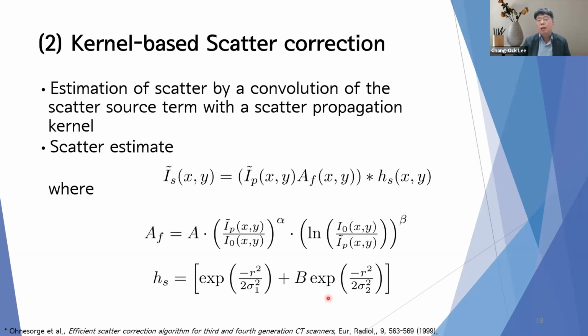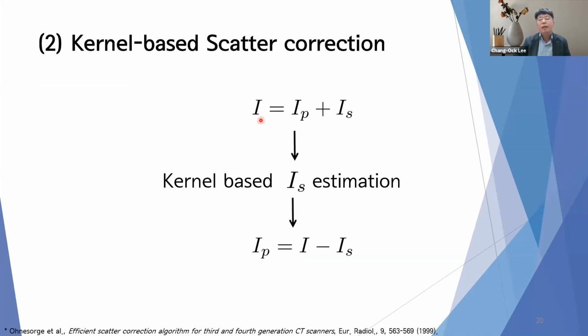So it has two Gaussian kernels, one from the Compton effect, one from the Rayleigh effect, but we don't know which one is which. We just put the two Gaussian distributions here and take convolutions. This is the measured signal. The measured signal is the primary signal plus the scattered signal, and if you estimate this scattered signal, then subtracting the scattered signal from the measured data, we can get the primary signal. So it doesn't have the scattering artifact.